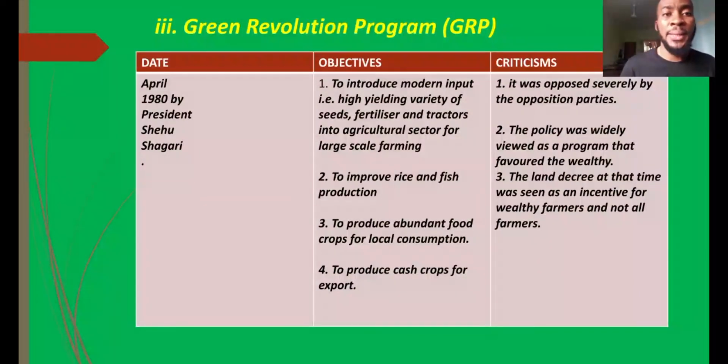The last one here talks about the Green Revolution Program. This was established in the year 1980 in the month of April by the then civilian president, President Shehu Shagari. One of the objectives here is to introduce modern inputs, the use of modern means, high-yielding varieties of seeds, fertilizer, and tractors into the agricultural sector for what? Large-scale farming.